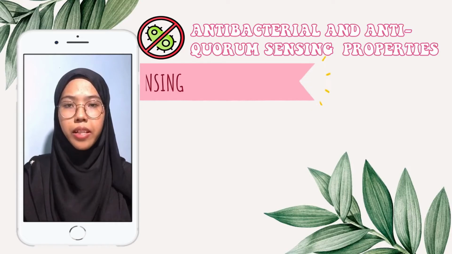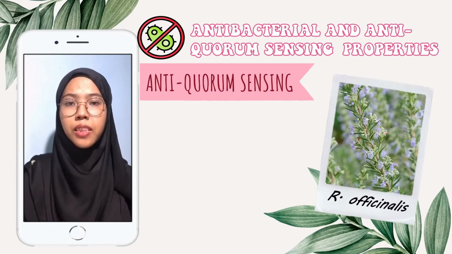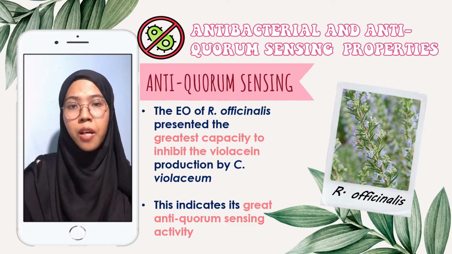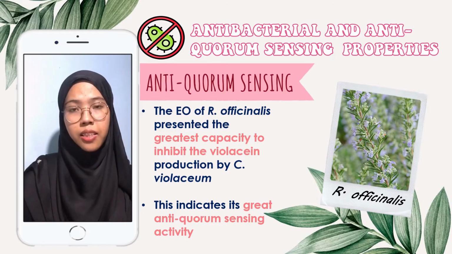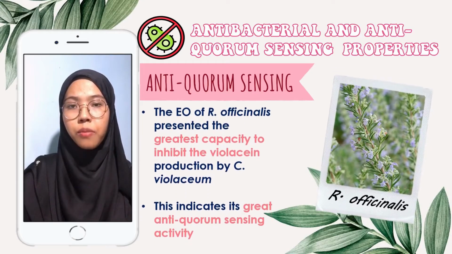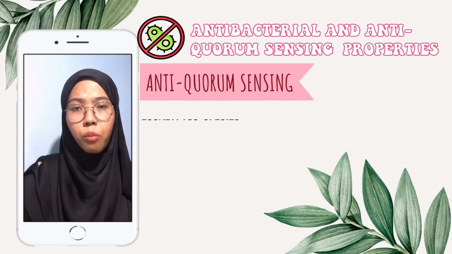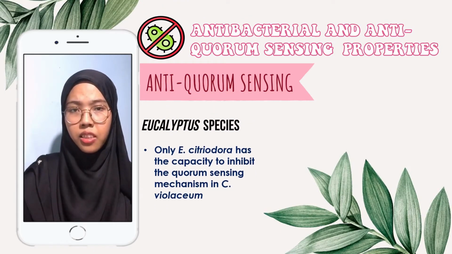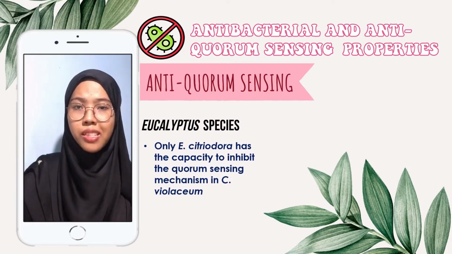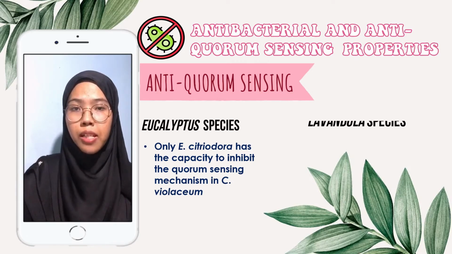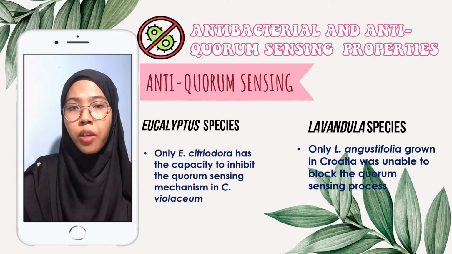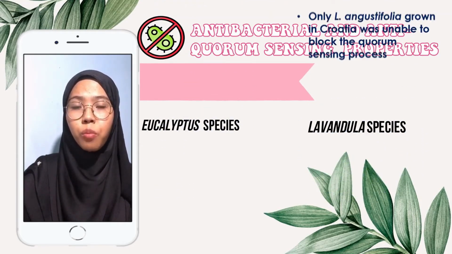From the result of this study, the essential oil of R. officinalis presented the greatest capacity to inhibit the violacein production by C. violaceum. Thus, this indicates its great anti-quorum sensing activity. Next, among eucalyptus species essential oils, only E. citriodora has the capacity to inhibit the quorum sensing mechanisms in C. violaceum. And lastly, for the lavandula species, only L. angustifolia, which grows in Croatia, is the only one that is unable to block the quorum sensing process.